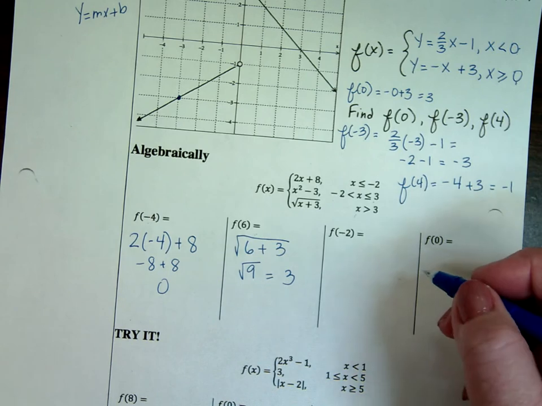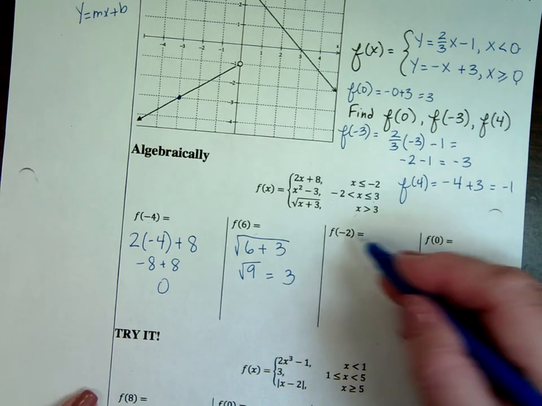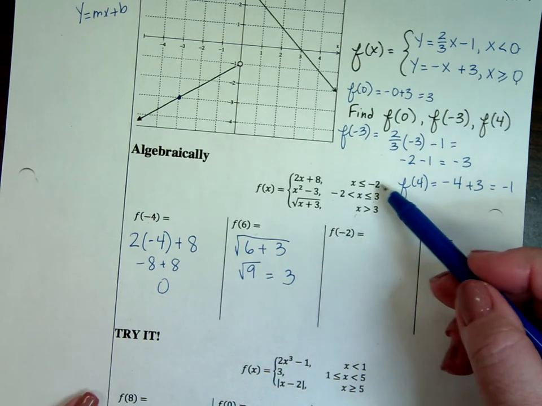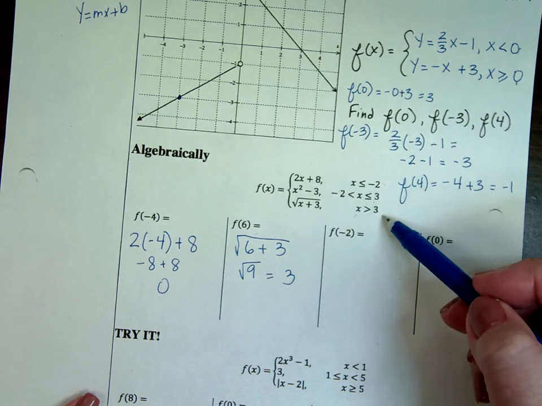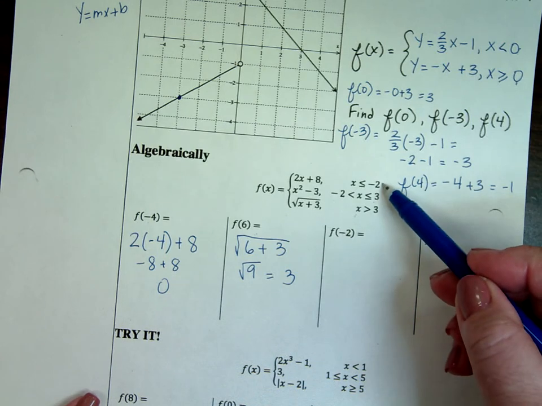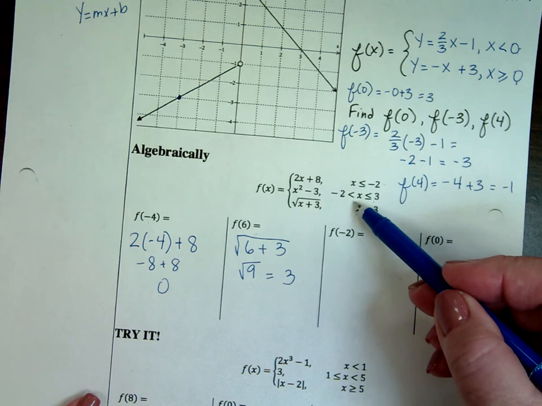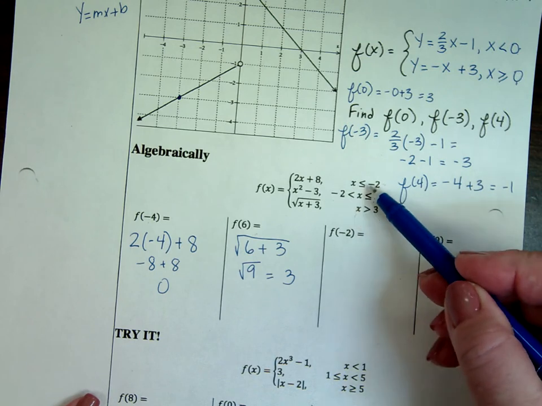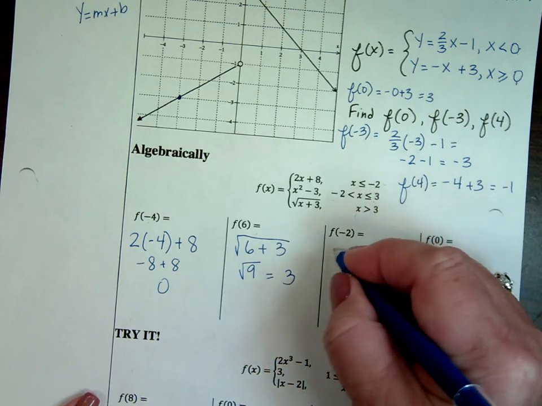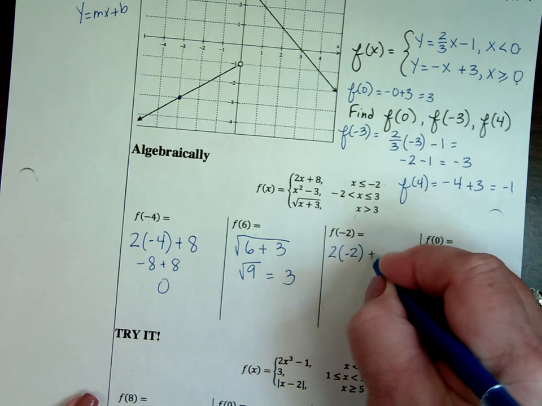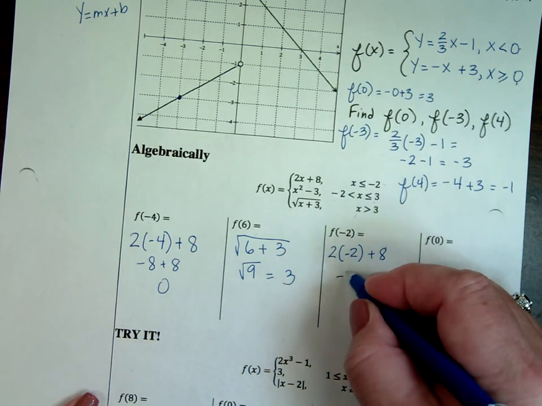Then I get negative 2, next one. Is negative 2 part of equation number 1, 2, or 3? Well, negative 2 is actually equal to where it's not equal to here. So I'm going to use equation number 1. 2 times negative 2 plus 8 gives me negative 4 plus 8 gives me 4.